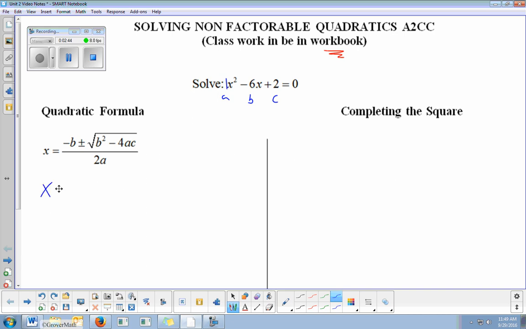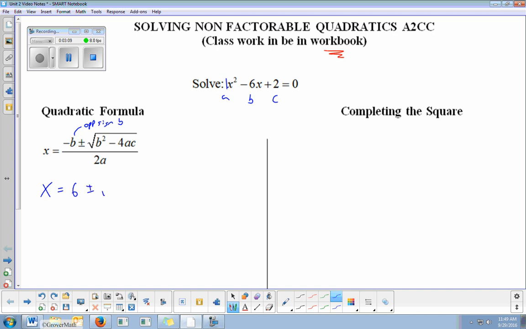So it's simply substitution. Negative b, if b is negative 6, negative b is positive 6. So you can think of this as the opposite sign of b. Negative b doesn't mean that it's negative. It just means that it's the opposite sign of what b is. If I multiply negative 6 by negative 1, I get positive 6. So it's just going to be 6, negative b.